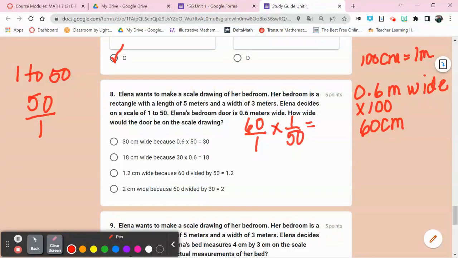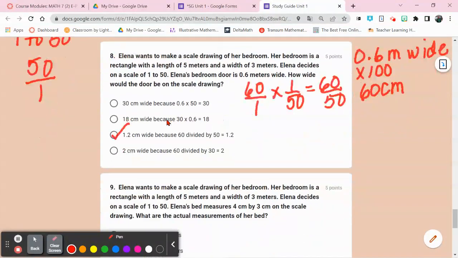So 1 times 60 on top gives me 60. 1 times 50 on the bottom gives me 50. Okay, you can do this in your calculator, or you can do it out the long way. Either way, you're going to get 1.2 centimeters right here. 1.2 centimeters. All right, on to question 9.